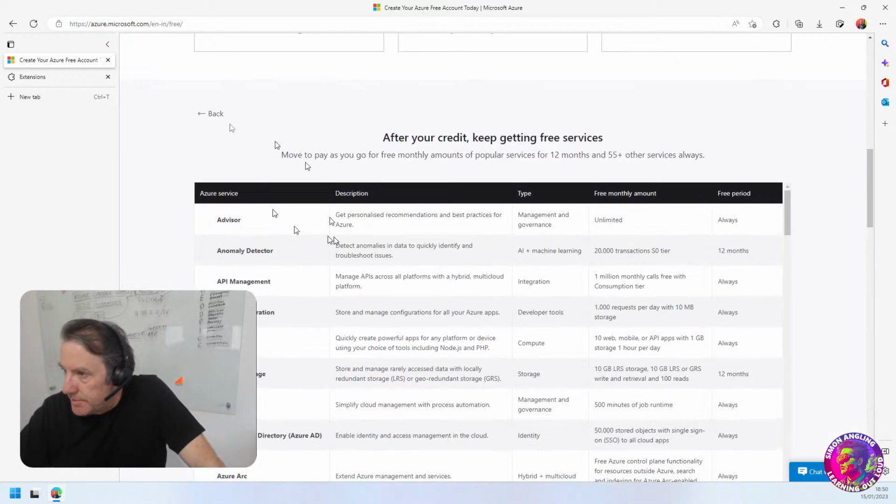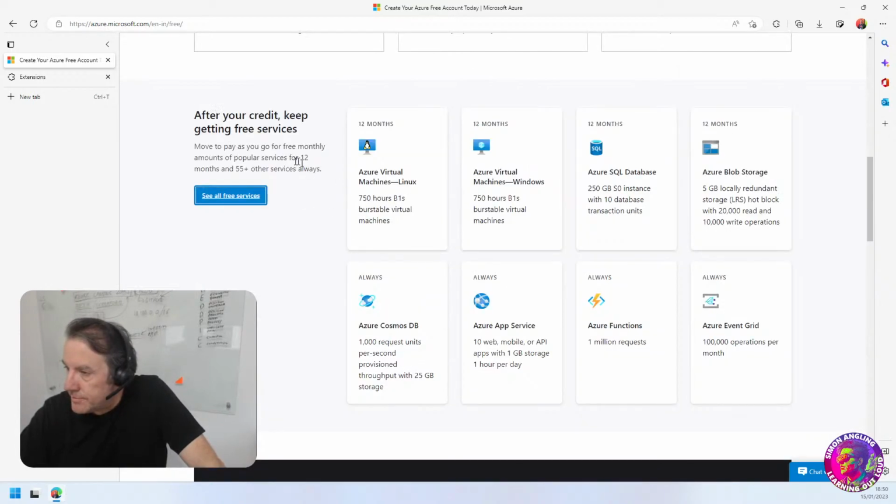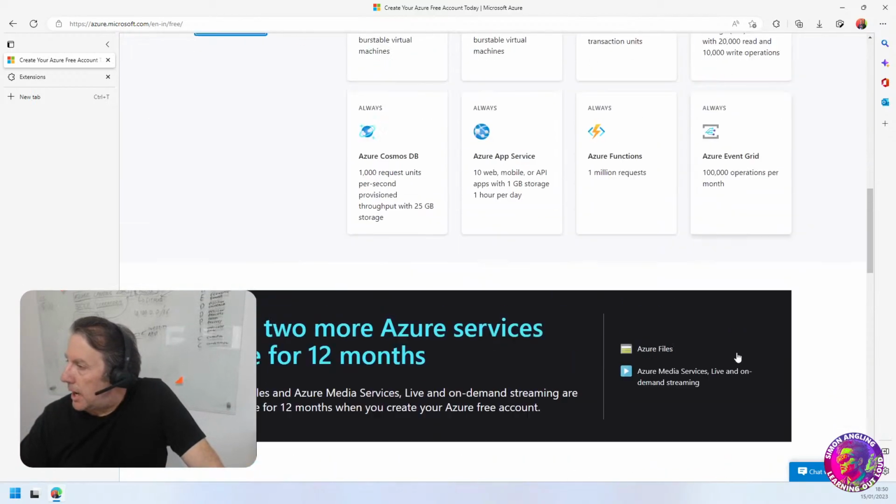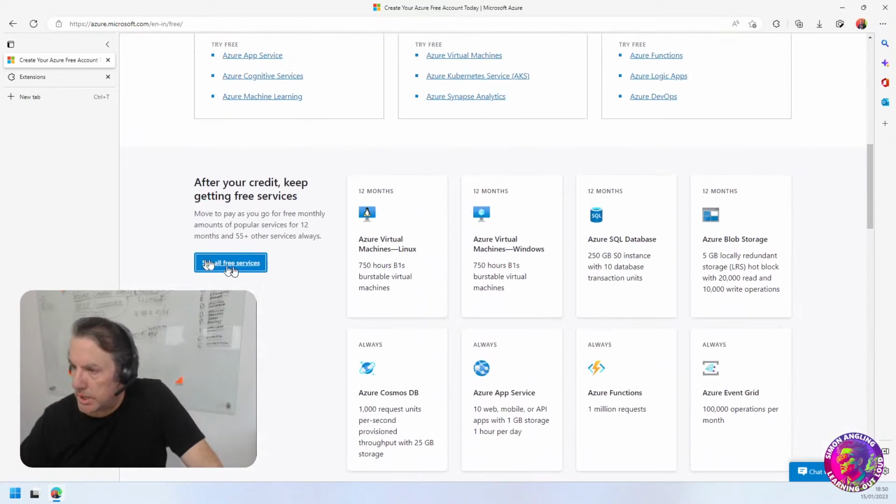So for 12 months, we get 750 hours of the B1S virtual machine for Linux or for Windows. We get 250 gigabytes instance, S0 instance with 10 database transaction units for 12 months. We get some blob storage for 12 months. We always get Cosmos DB. We always get an app service, but that's only 1 hour per day, but that's always free. Functions, million requests per month, I think. I have to check that. And event grid. Let's have a look.